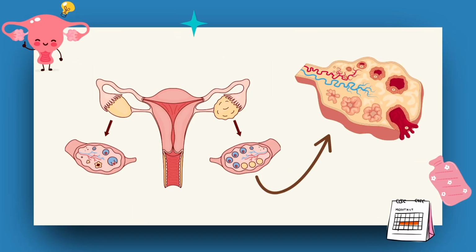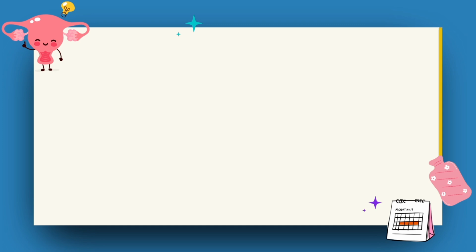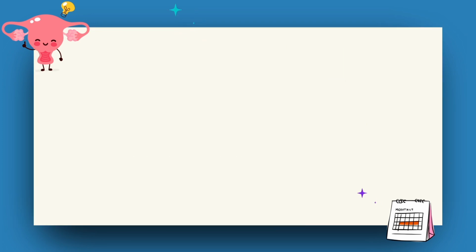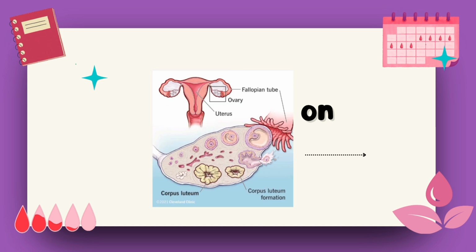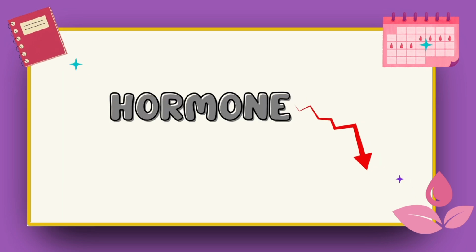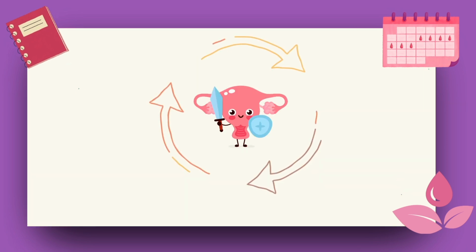After ovulation, the ovary forms the corpus luteum, which supports the uterus by releasing hormones. The endometrium becomes secretory and ready for implantation. Without fertilization, the corpus luteum fades, hormone levels fall, and the uterine lining sheds. The cycle begins again.